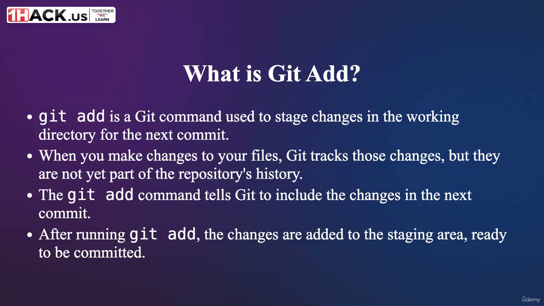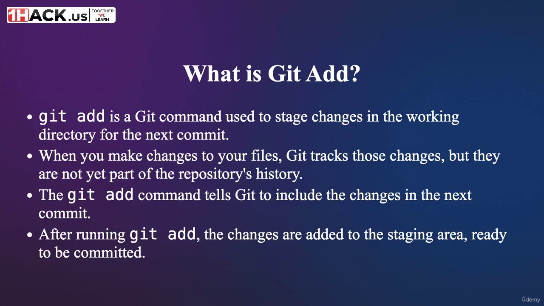Let's start by understanding what the git add command is and what it does. The git add command is used to stage changes in the working directory for the next commit. When you make changes to your files, Git tracks those changes, but they are not yet part of the repository's history. The git add command tells Git to include the changes in the next commit. After running git add, the changes are added to the staging area, ready to be committed.